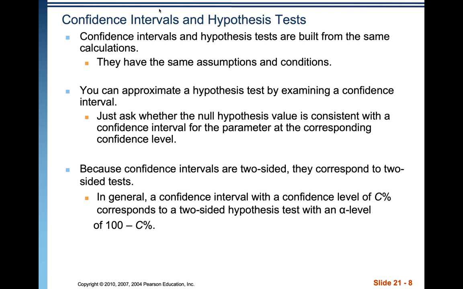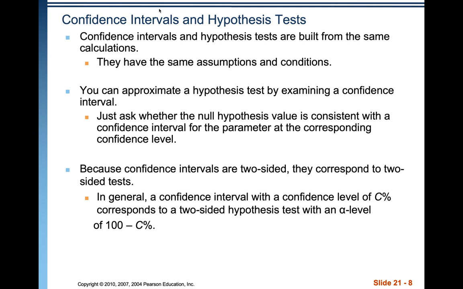Okay, confidence intervals and hypothesis tests are built from the same calculations, and we have the same assumptions and conditions, so you can approximate a hypothesis test by examining a confidence interval. Just ask whether the null hypothesis value is consistent with the confidence interval for the parameter at that corresponding confidence level. Basically, you're going to be looking to see if the null hypothesis value falls within the confidence interval.